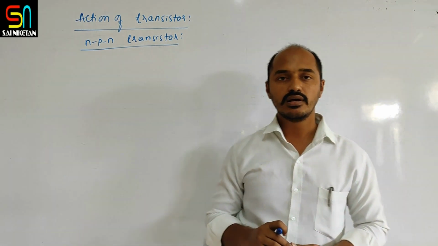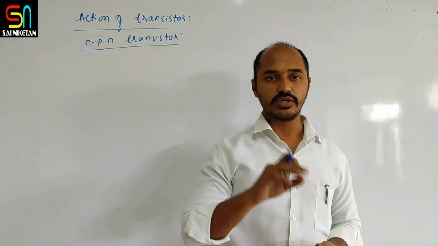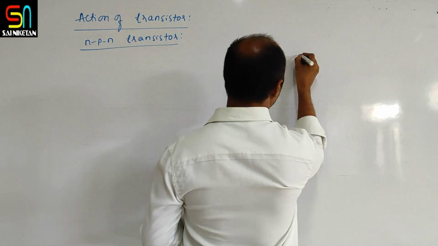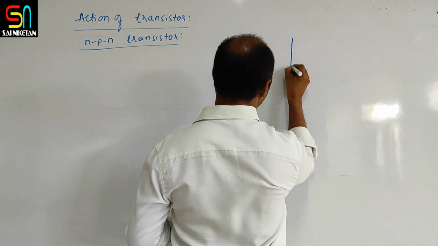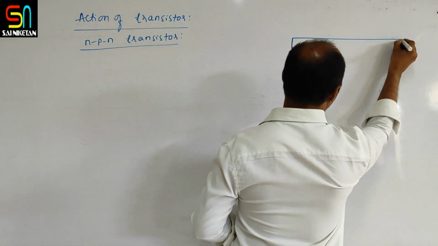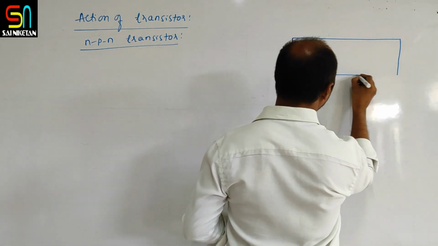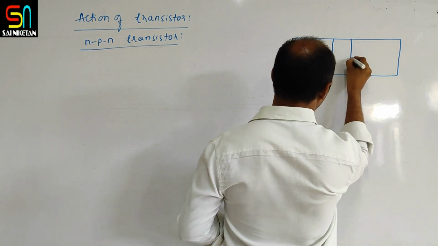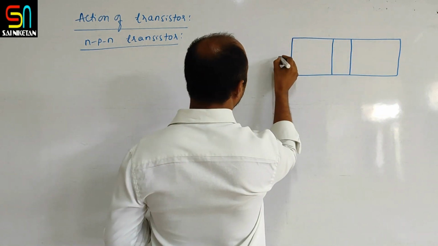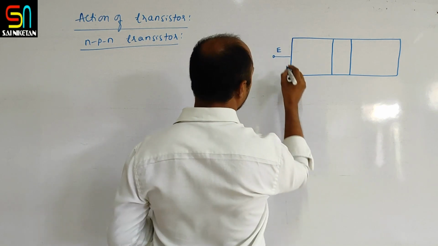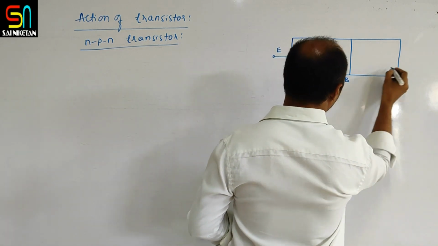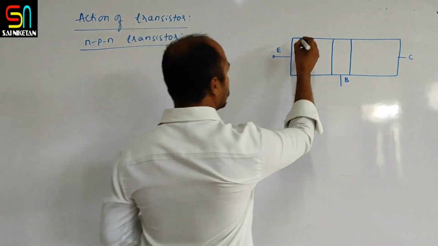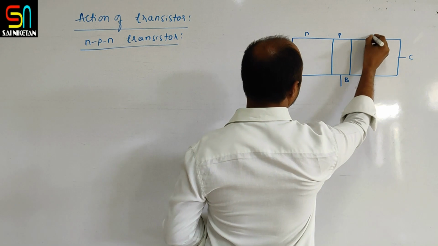NPN transistor means a P region is sandwiched between two N regions. So how can we connect it with the battery? We first draw the block diagram of the connection. First we draw the NPN transistor where the emitter is smaller compared to the collector. So this is the emitter, this is the base, and this is the collector. Now I am marking this as N, this as P and this as N.